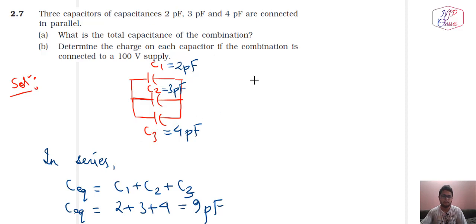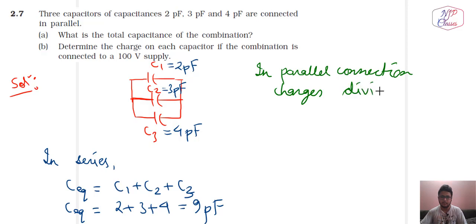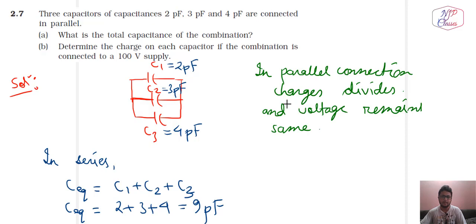Now one note point you have to write: in parallel connection, charge divides, or charge gets distributed, and voltage remains the same. Since voltage stays the same, the charge gets divided. This is the first part. Okay, first part we have done.